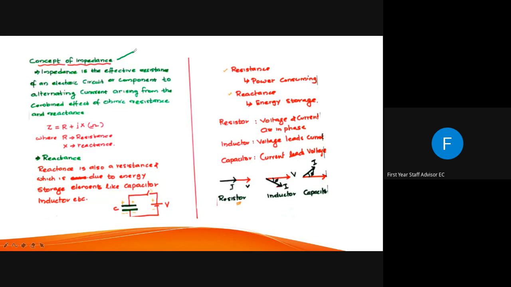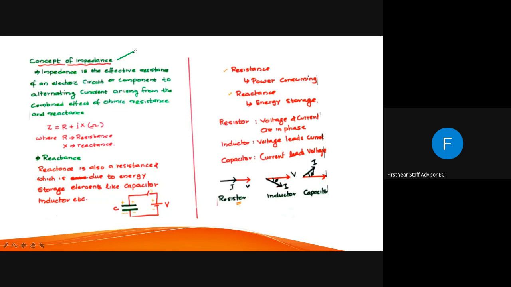The sentence is actually a little bit lengthier, but we will see what is impedance. Impedance is the effective resistance. It is not a resistance, but it is an effective resistance. What is this effective resistance? This occurs only in AC, it is not available in DC. It is arising from the combined effect of ohmic resistance and reactance.